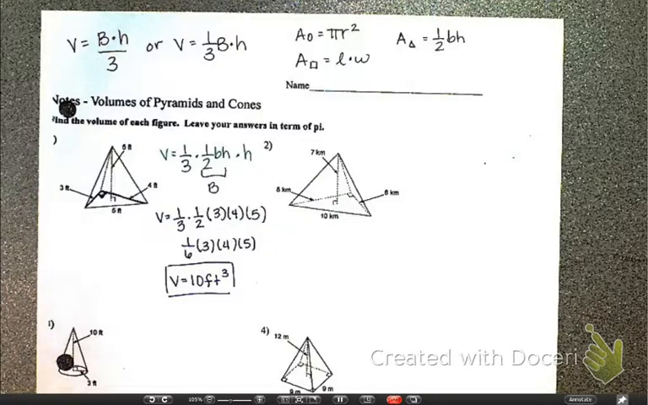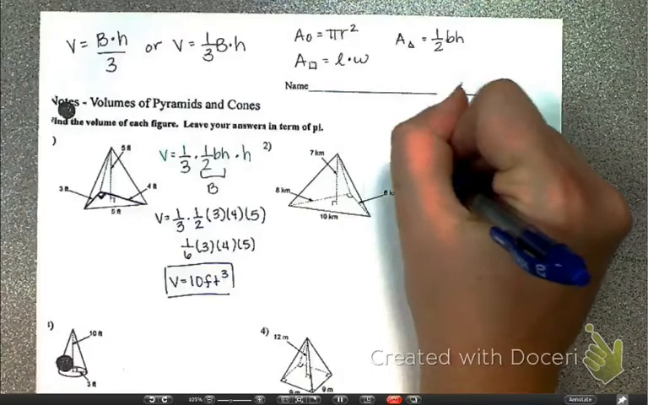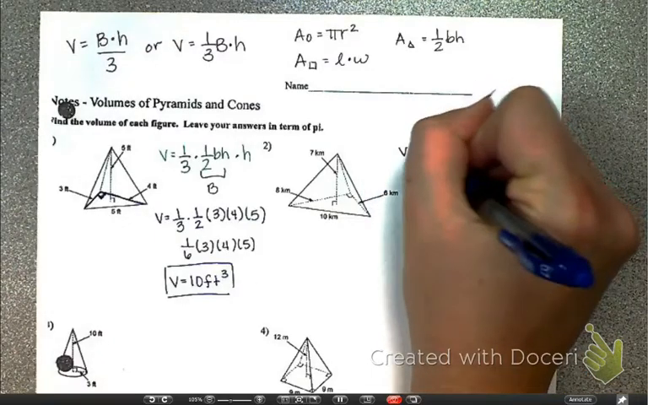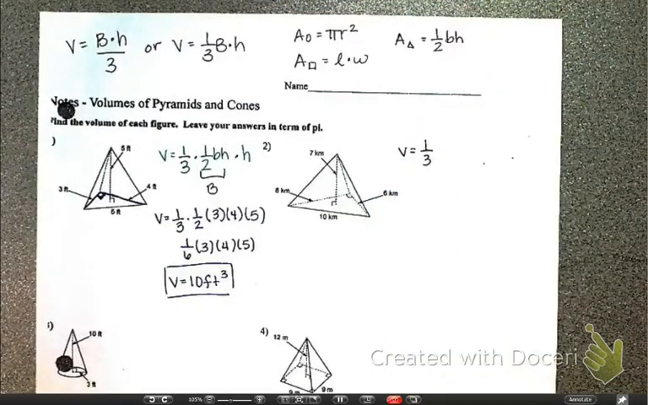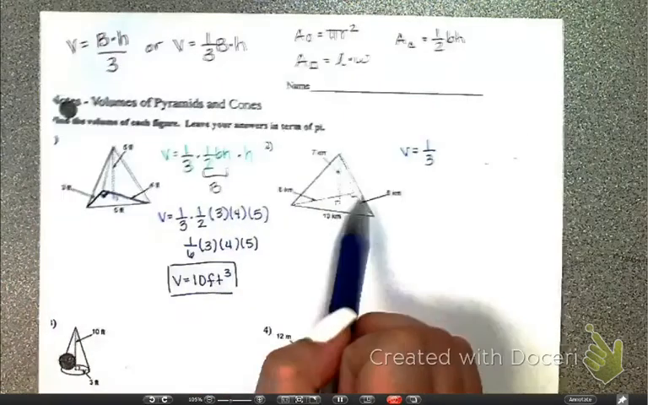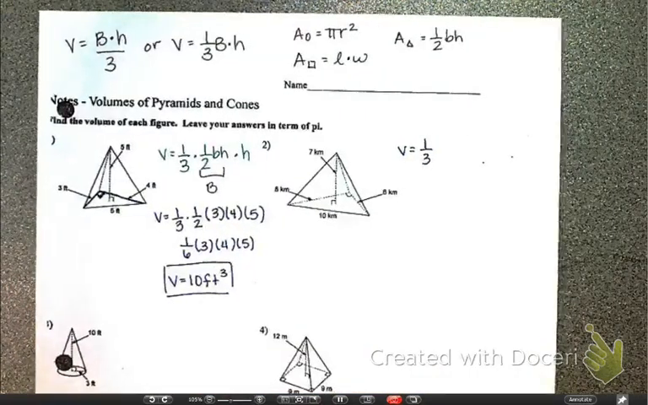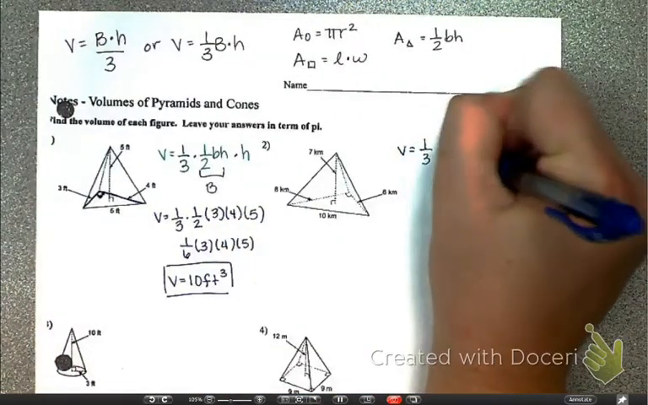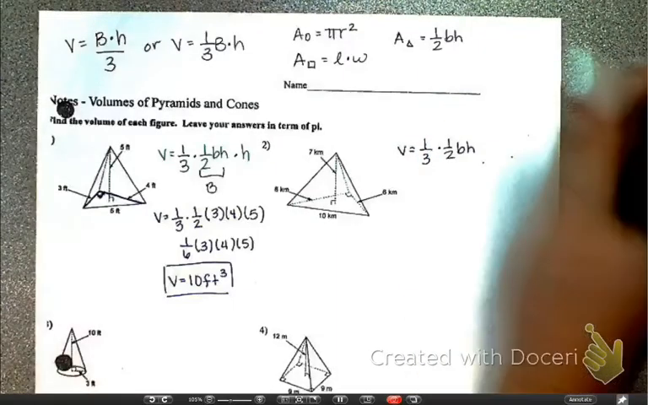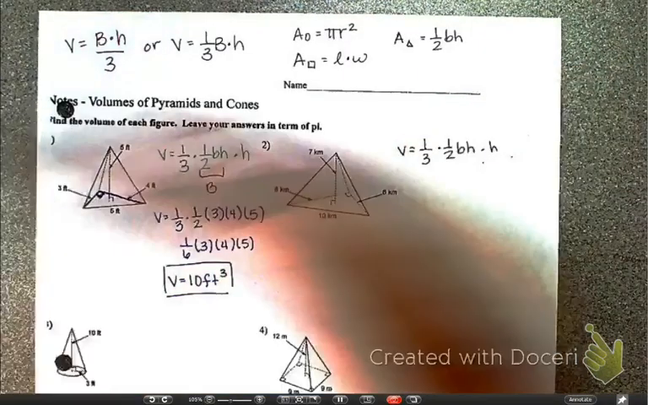Okay, I want you to try number 2, please. We have volume equals 1/3 as part of the formula. So any shape that comes to a point, pyramids and cones, they all come to a point. You have to have the 1/3 at the beginning. Okay, all shapes that come to a point have the 1/3 at the beginning. What's the shape of my base? Triangle, so I still have the 1/2 base times height times the height of the entire thing.